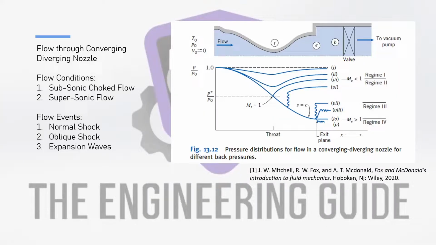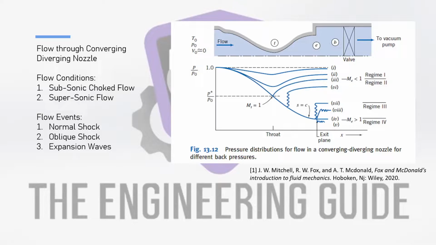The flow through a converging diverging nozzle is a very interesting study to do, as it allows us to study many different flow regimes, as well as events that may occur within the nozzle depending on what the boundary conditions of our nozzle are. The two conditions of the converging diverging nozzle that are studied are the subsonic choked flow and the supersonic flow conditions.